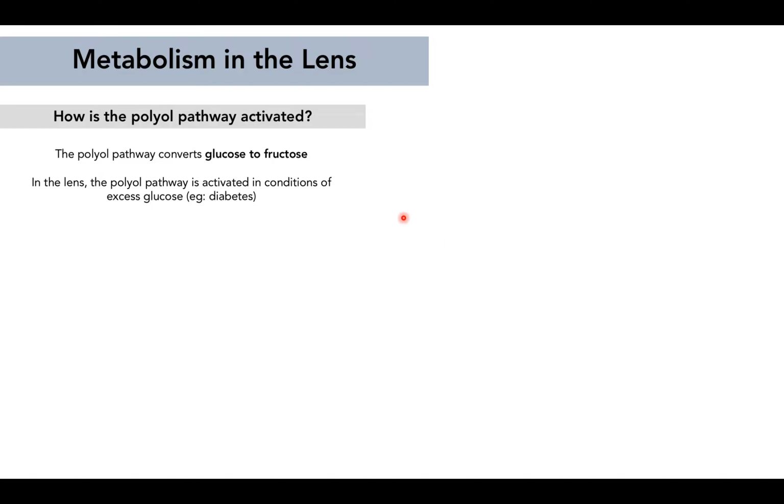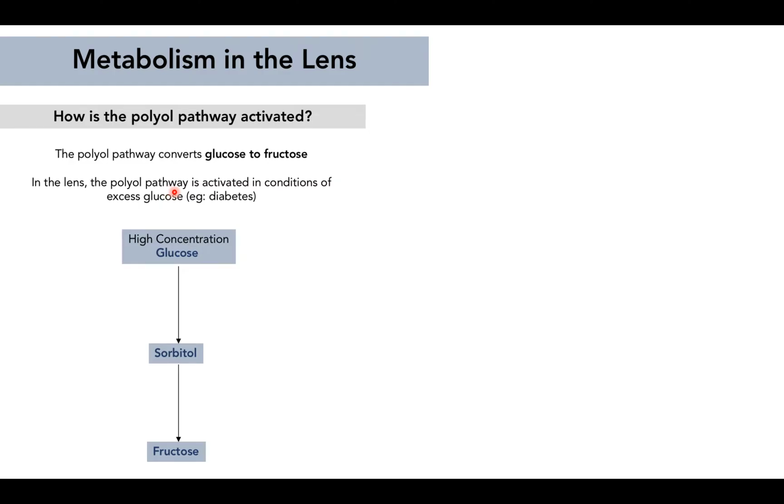Now, you may ask, what is the polyol pathway and how is it activated? Well, the polyol pathway itself is actually a very physiologically important pathway. Basically, what it does is it converts glucose to fructose, and this plays an important role in a lot of cells, such as sperm cells. However, in the lens, this is not actually something that we want. In the lens, the polyol pathway is only activated in conditions of excess glucose, such as a person with diabetes.